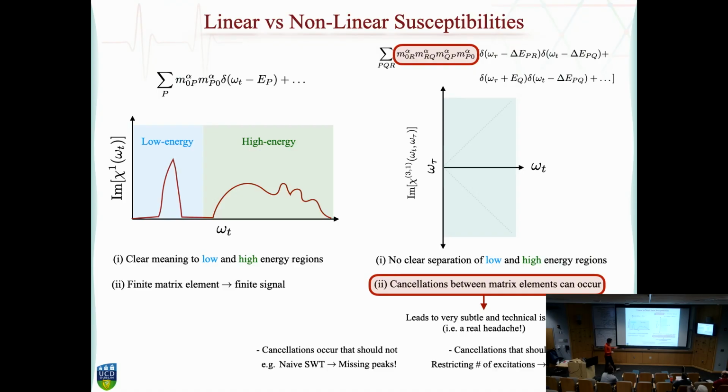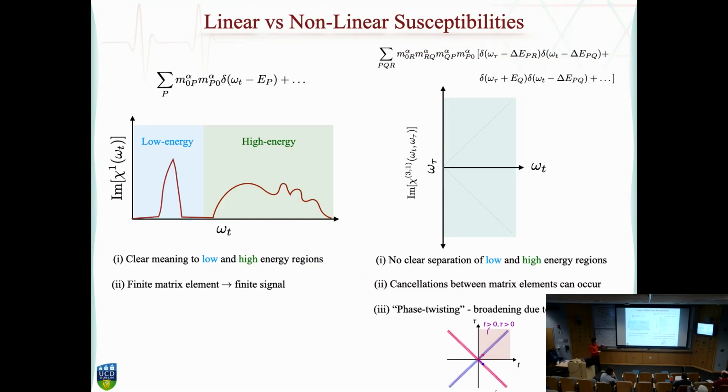Now you can have two types of cancellations. The cancellations occurring that shouldn't be occurring. So for example, naive application of spin wave theory to these responses will give you missing peaks because of cancellations that occur that shouldn't actually occur. Then you get cancellations that should be occurring that don't occur. So for example, if you restrict the number of excitations, so you truncate the space that you're looking at, you can get cancellations that don't occur, so you can get things like extensive signals. So there's a lot of issues with controlling these cancellations when you're doing theoretical calculations, which can be a real headache.